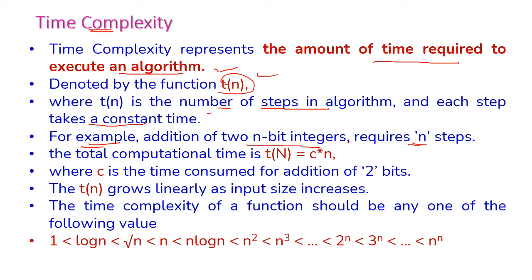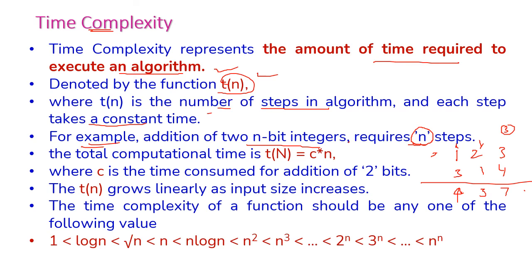For example, let us add 123 and 314. These are two 3-digit integers we are going to add. First we have to add the first digits, this is 4, and let us add the second digits, this is 3, and this is the third digit, this is 4. So it requires n steps. Suppose if the number of digits is 3, then it requires 3 steps.